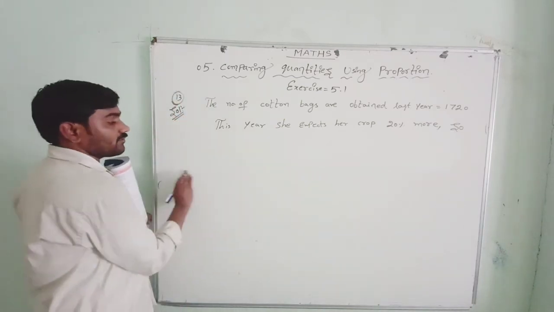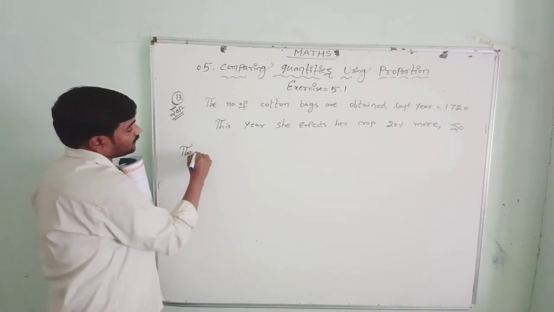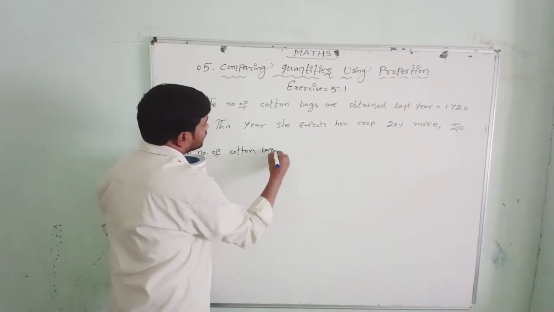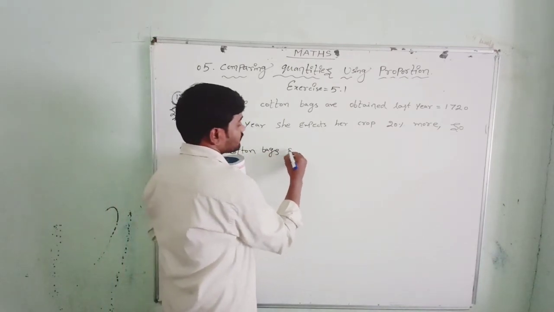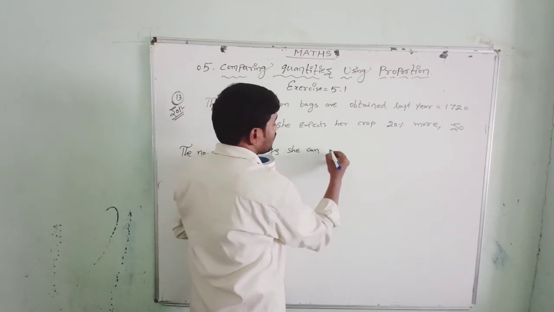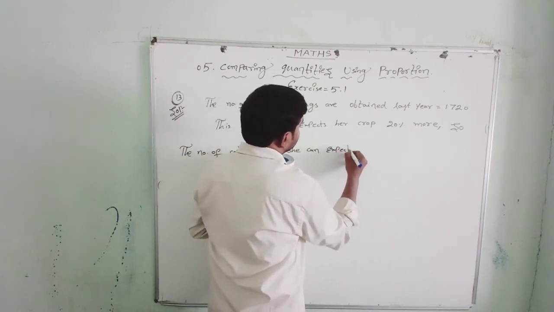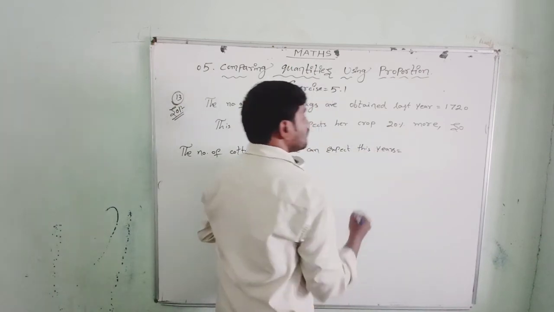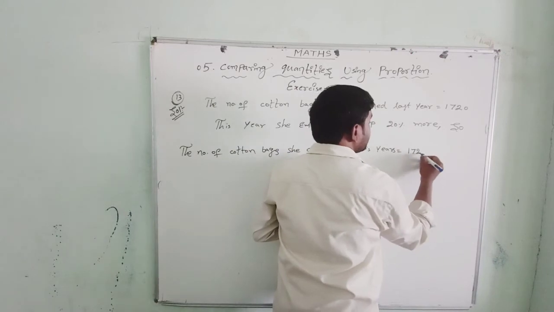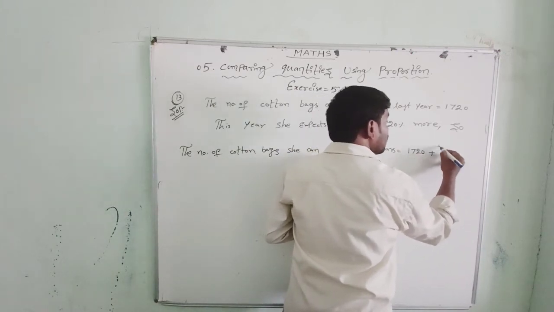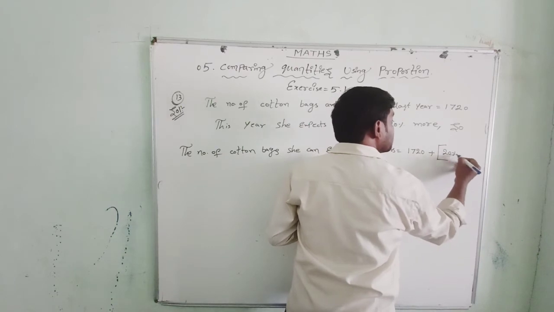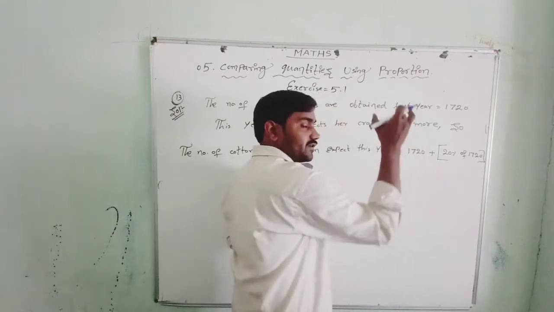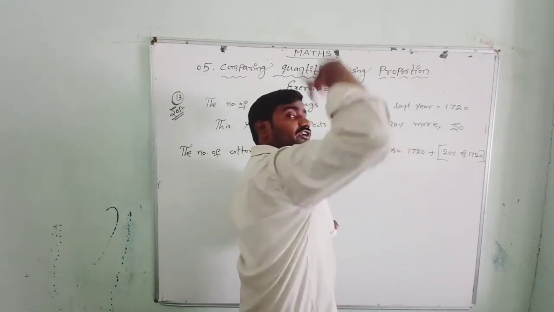So the number of cotton bags she can expect this year is equal to last year, it was 1720, plus now this year she is expecting more again, so 20% more of 1720. Last year bags were 1720. Again on this she is expecting 20% more.